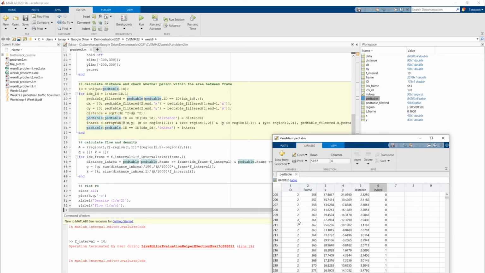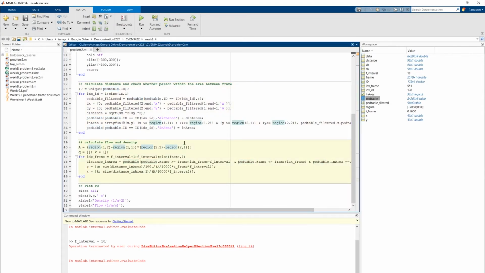So we did this for all the people, all the participants. And here you can calculate density and flow. So we can calculate distance, similar to what we did. If it's inside the regions, then we sum them. If they are outside, then we don't care.